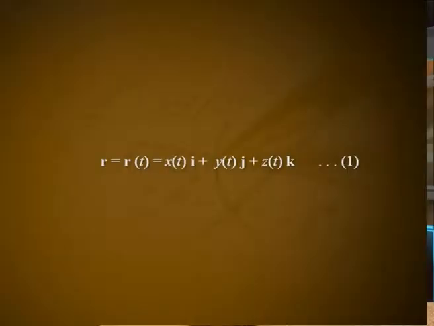Space curves. In this chapter, we shall consider equations of the form vector r equal to vector r of t, which is equal to x of t i plus y of t j plus z of t k, where x of t, y of t and z of t are real valued functions of the scalar variable t. As t increases from its initial value t0 to the value t1, the point x of t, y of t, z of t traces out some geometric object in space. It may be a straight line or a curve. This geometric object is called a space curve or arc.